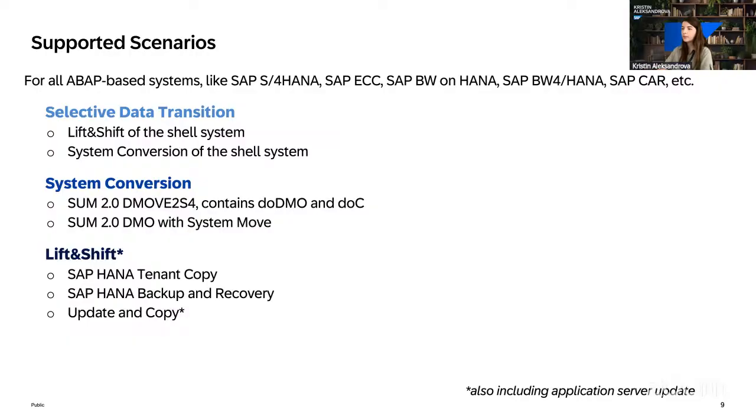And one of the requirements for selective data transition is that there is a shell system which is created at the beginning of the project. Now, the transition workbench can be used to create and convert and move this shell system directly into private cloud if you're performing the selective data transition from on-premise with a target into private cloud. Alternatively, if you're doing something like selective data transition on-premise and then lift and shifting the result, again, you can use the transition workbench for the resulting system.